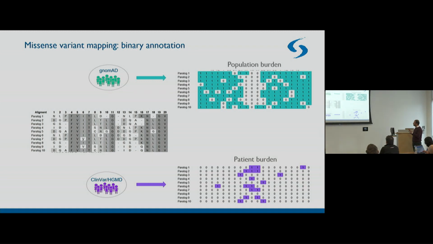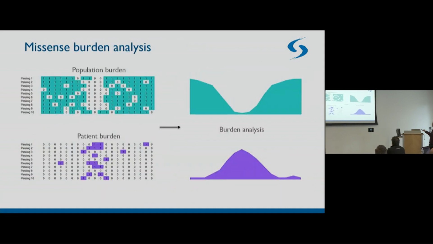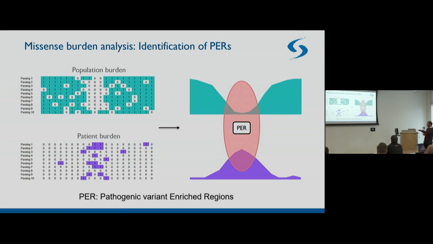So we will see constrained regions here that are conserved and with absence of variants from the general population. And then an enrichment of patient variants, pathogenic variants within these regions. This is the ideal case. And once we have this mapping, we can perform a burden analysis to evaluate the load and come up with some sort of burden graphics across the linear sequence of the alignment that will be valid for all of the genes involved. So this burden analysis, when we find this anti-correlation between constraint from gnomAD and enrichment from patient variants, we will call a pathogenic enriched region. This is the ideal case.